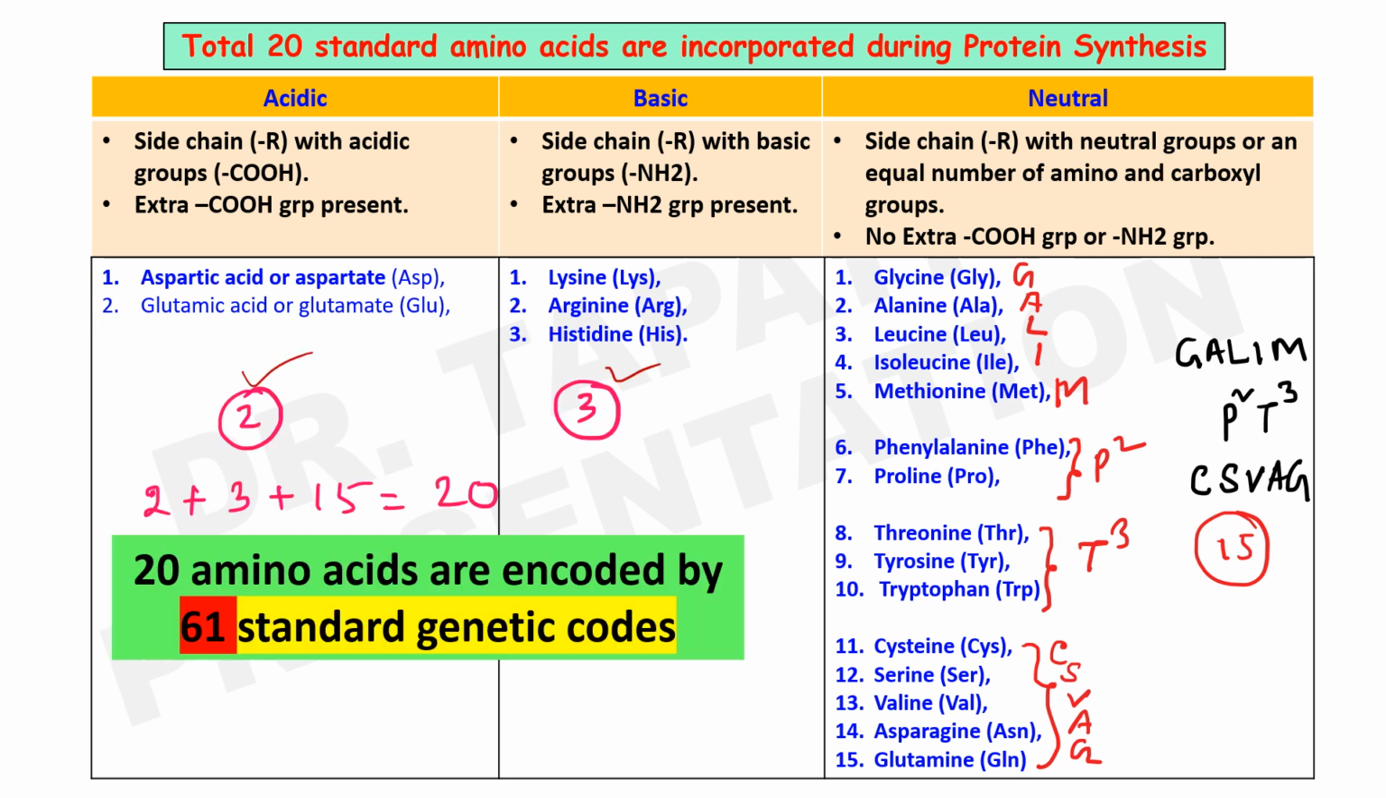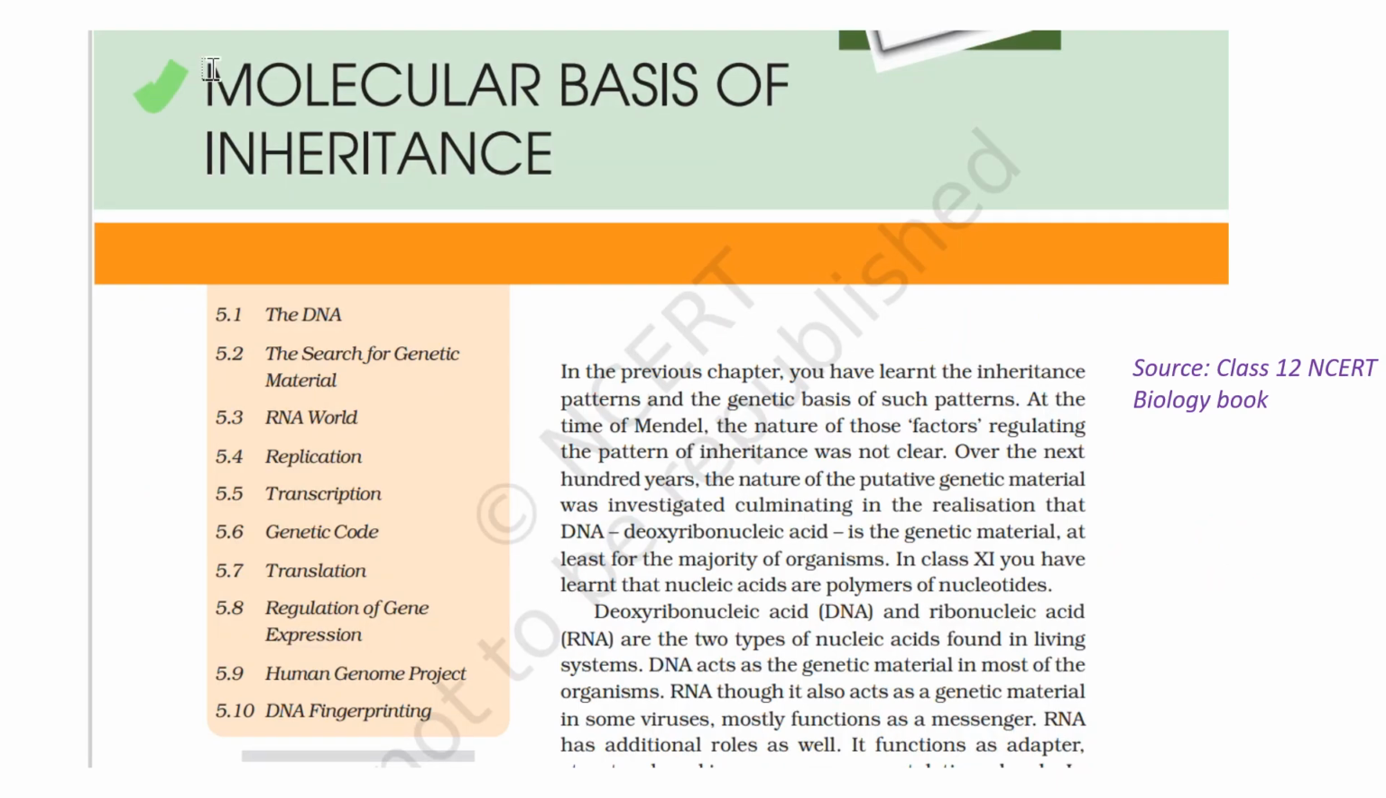These total 20 amino acids are encoded by 61 standard genetic codes. Let's know what the genetic code is shortly. Check the chapter Molecular Basis of Inheritance in your class 12 NCERT book, and you will get to know the actual definition of genetic code.